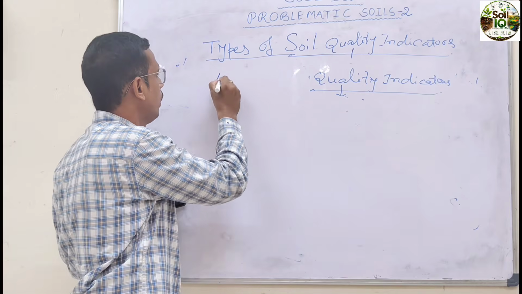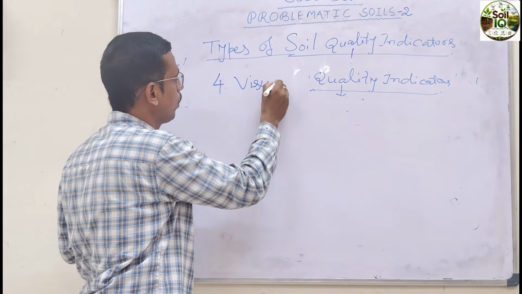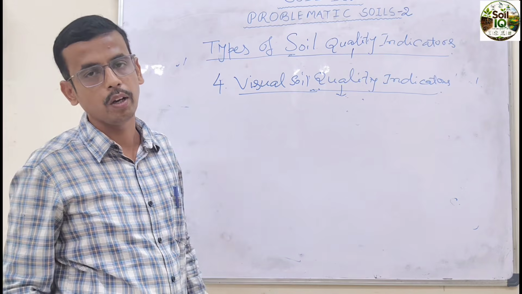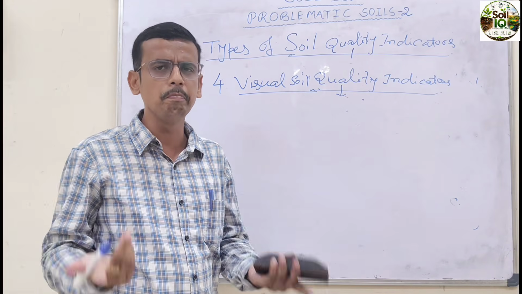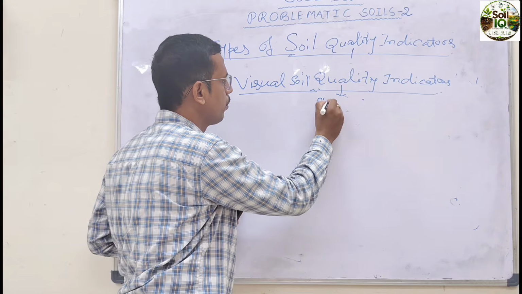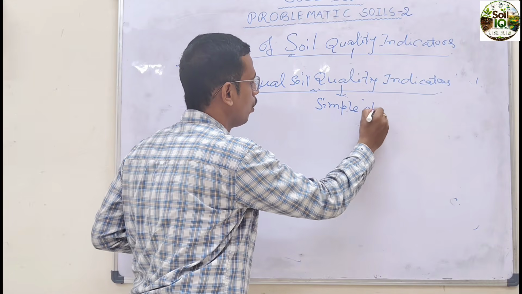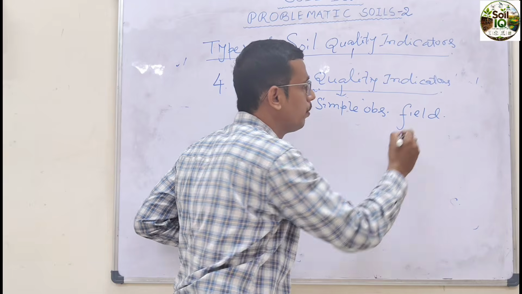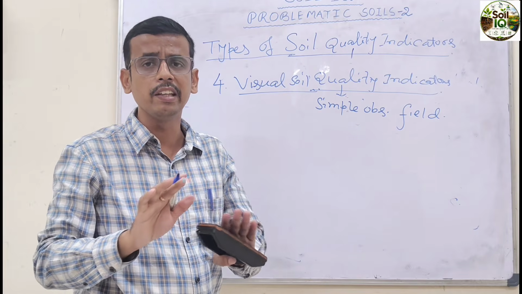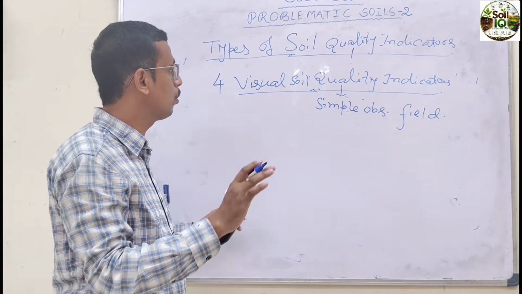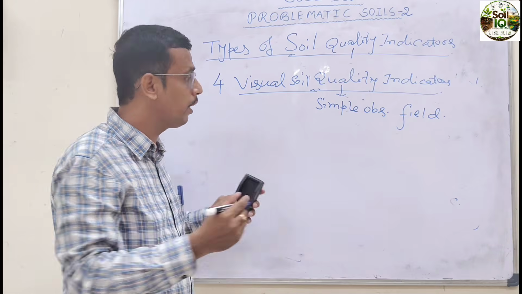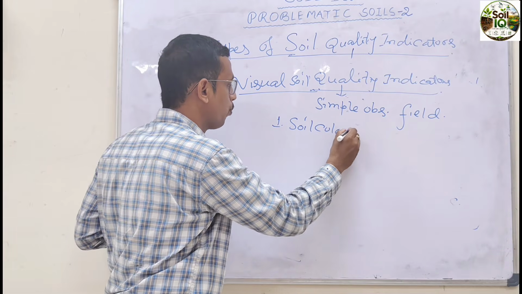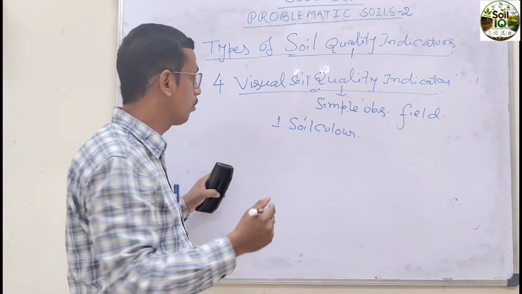Now the fourth one is the visual soil quality indicator. Visual soil quality indicators are simple observations which we can make in the field. No need to measure in the laboratory. So what are those soil quality indicators which you can visually identify? Like soil color. From the color you can visually diagnose it.